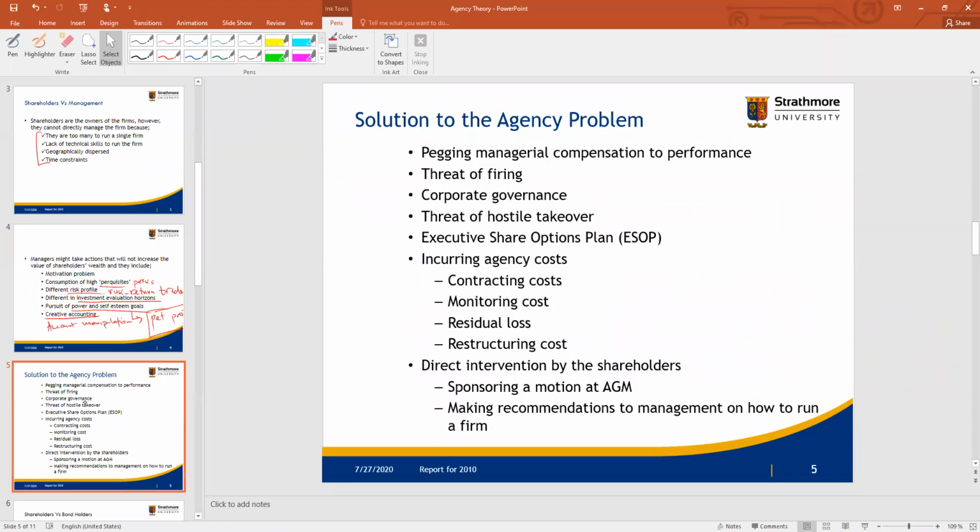Now, as shareholders, it's up to you to foresee some of these problems and see what we can do to reduce the negative impact from the problems that are there. One of them, for example, is what we call a performance-based contract, paying the managers based on how the company is performing.